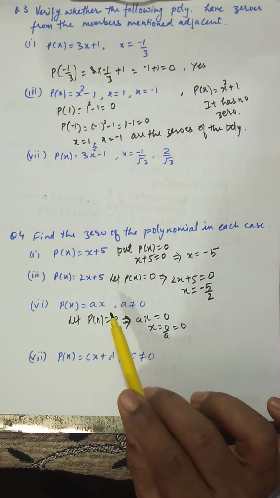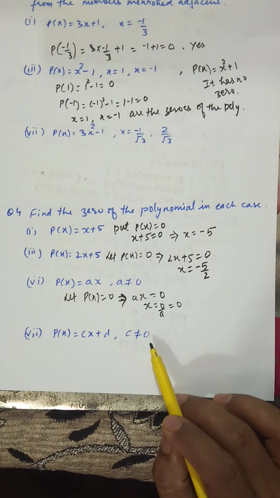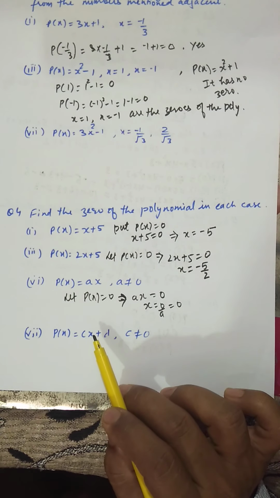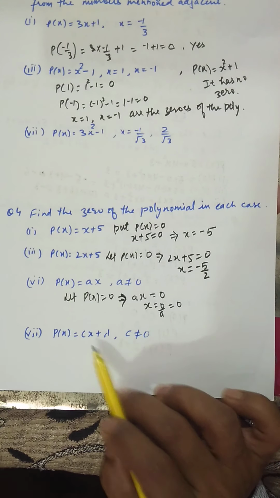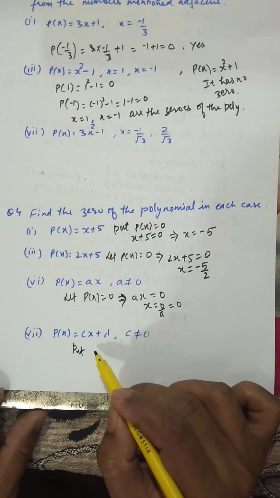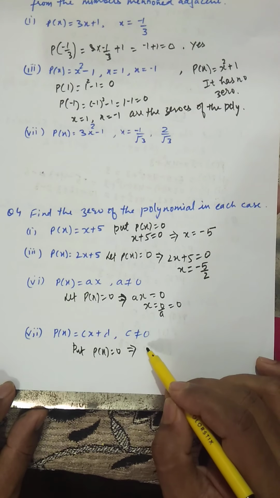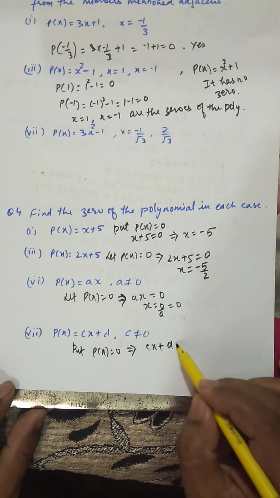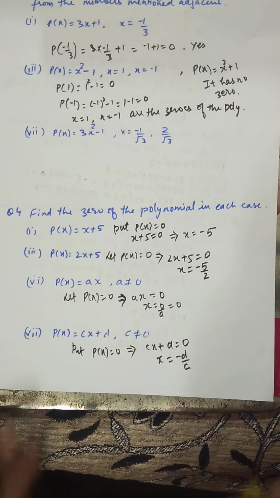Come to this last part, p(x) = cx + d. Again, c ≠ 0 is given, as this is a linear one, and the coefficient of the highest degree cannot be equal to 0. So that's why c ≠ 0 is given. So we can put p(x) = 0. So you will get cx + d = 0, and x will be -d/c. So this is the zero of the polynomial.